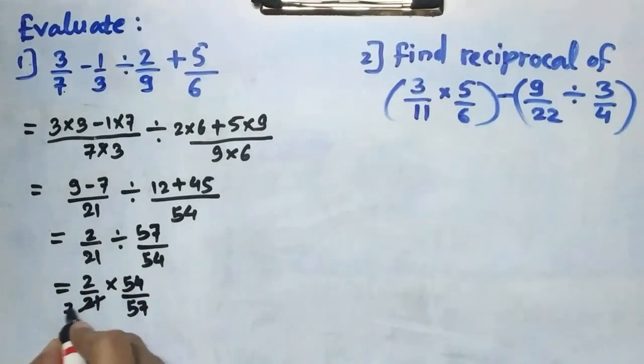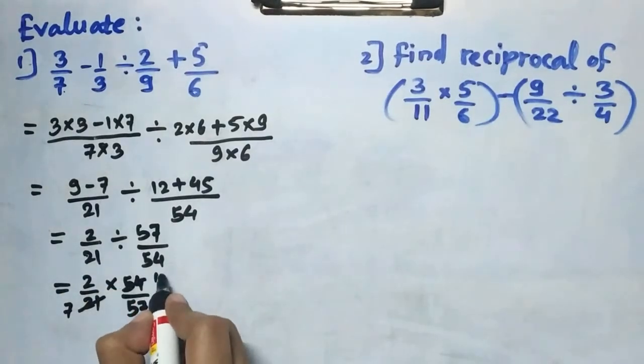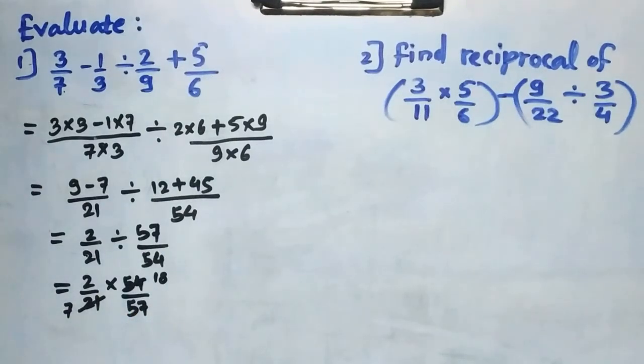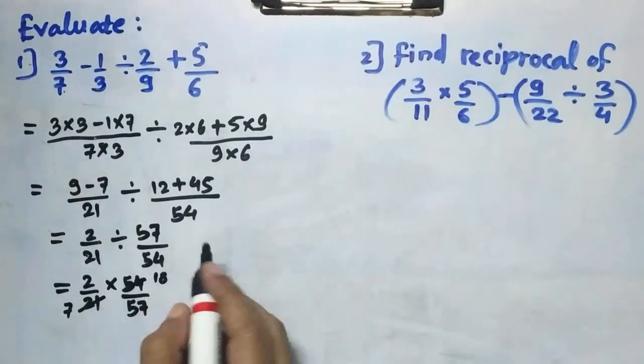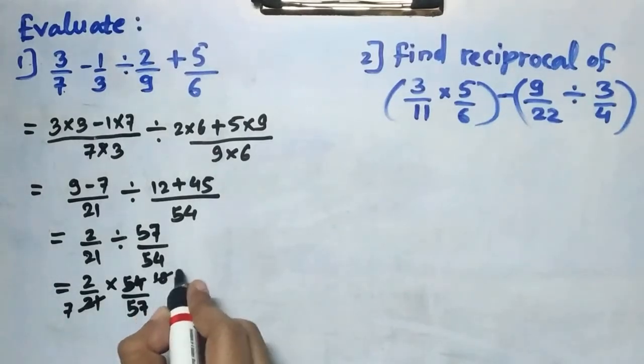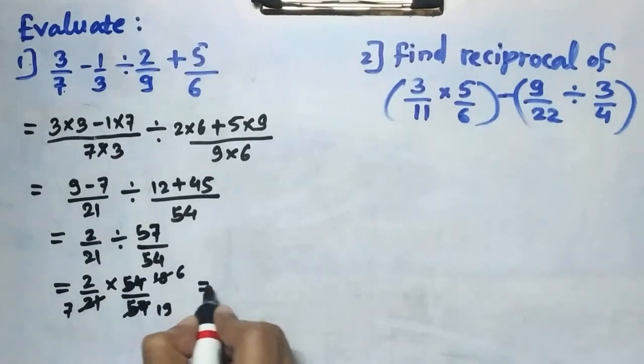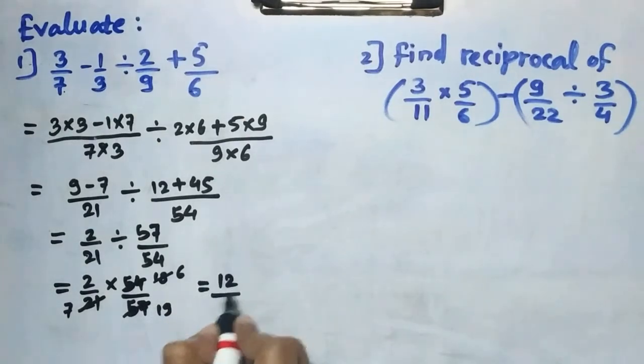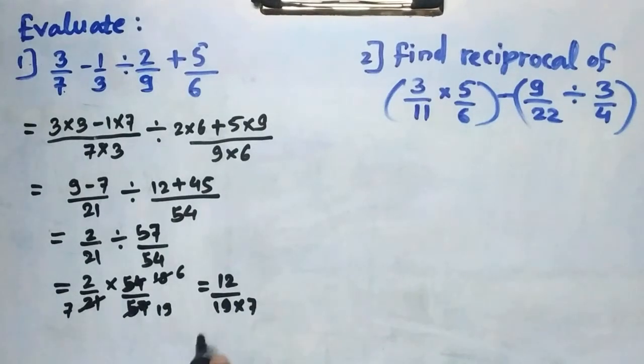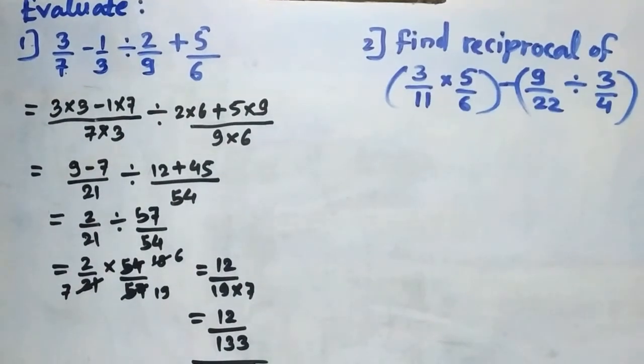3 times 7 is 21, 3 times 1 is 3, and 3 times 18 is 54. Again, 18 and 57 will go by 3. So 3 times 6 is 18, and 3 times 19 is 57. So friends, here you will get 2/1 ... that is 12 upon 19 into 7, so 12 upon 133. This is your final answer, 12 upon 133.